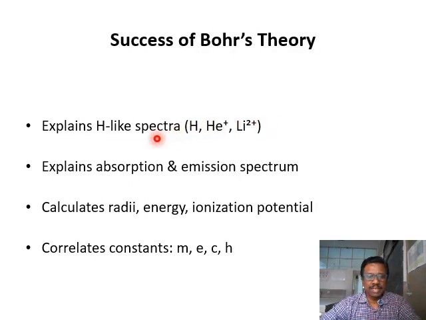Success of Bohr's theory. First, it explains hydrogen-like spectra, that is, spectra of hydrogen, helium 2 plus, and lithium 2 plus. All these contain one electron. Second, it explains the absorption and emission spectrum successfully. Third, it calculates the radii, energy, and ionization potential of atoms successfully. It correlates the values of m, e, c, h.